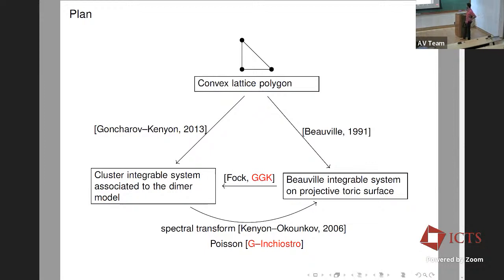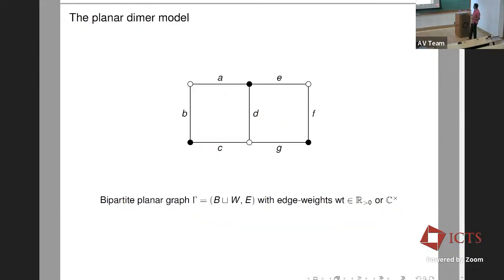The second project with Giovanni is to show that the spectral transform is actually an isomorphism of integrable systems. So you have a map between these two, say, algebraic varieties, and the second statement is that it preserves all the structure of the integrable system. Okay, so the plan is to first talk about the dimer integrable system, the one from combinatorics, and then I'll describe the Beauville integrable system, and then I'll describe the map and say why these are the same.